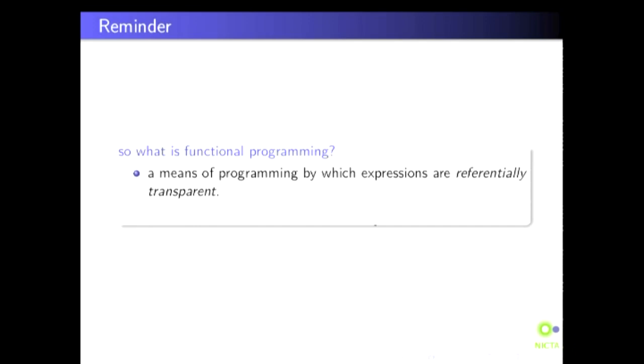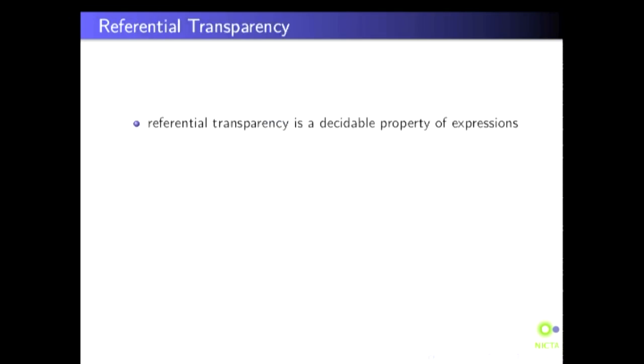Functional programming is programming by which our program expressions are always referentially transparent. Some of you may say, well, what does referential transparency mean? You functional programmers always come up with these fancy words, don't you? That's what some of you may be thinking. So I'll tell you what this means. Referential transparency is a decidable property of expressions. That is to say, given any expression in any program, in any language or context, I may ask, is it or is it not a referentially transparent expression? And functional programming is where that answer is always yes.